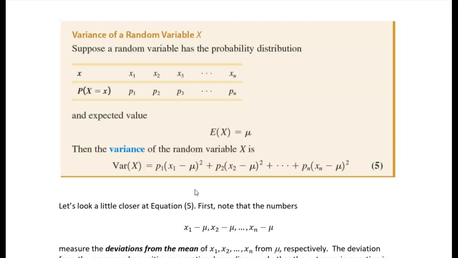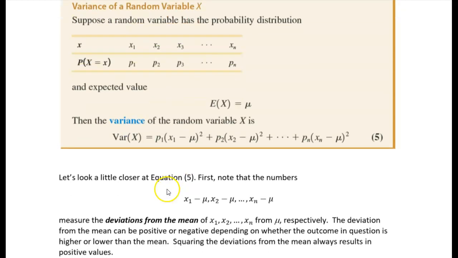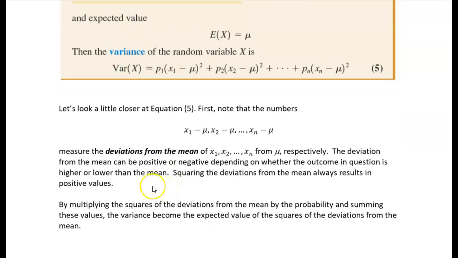And then we want an average. One way we can get an average is to compute the expected value, which is the probability weighted average. So that's what we're going to do here. That's variance. Variance is essentially the probability weighted average of the squares of the deviations from the mean. It's the expected value of the squares of the deviations from the mean. That's kind of the key here.